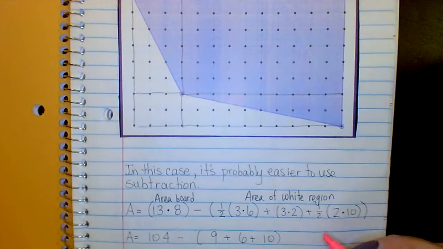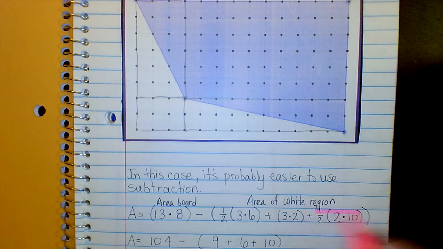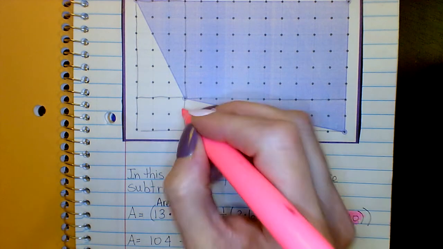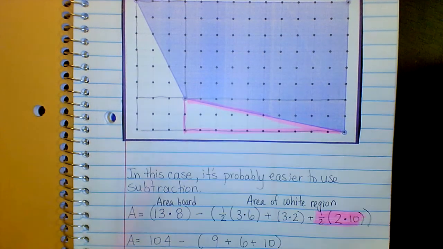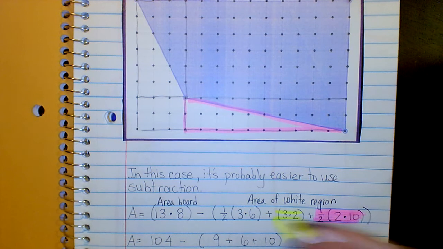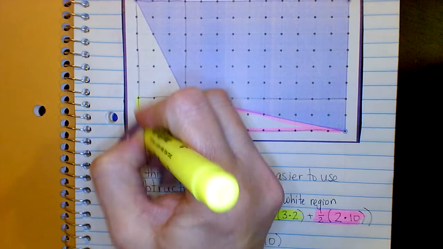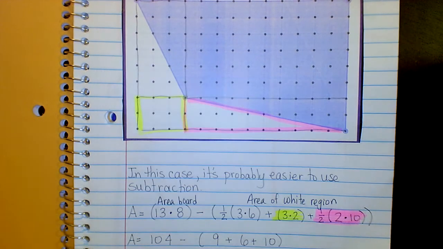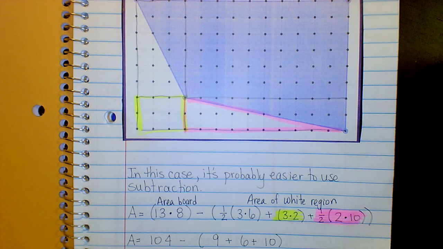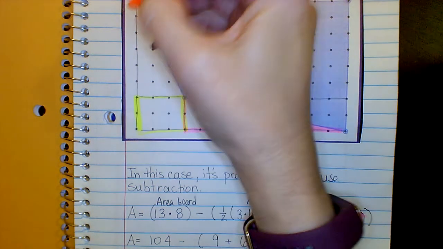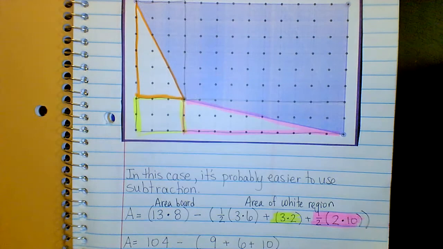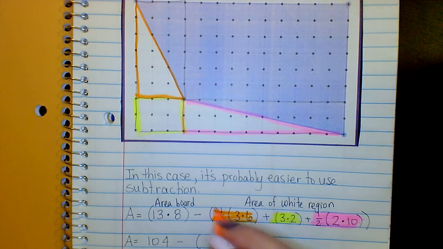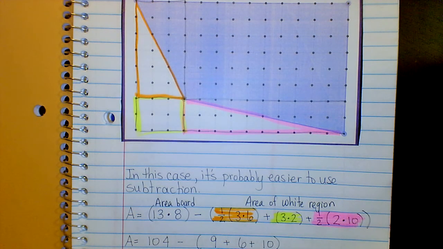So just so you can kind of follow, I'm going to color code this here. So we got pink, that area right there. Yellow, that region right there. And the orange. Is that region right there.